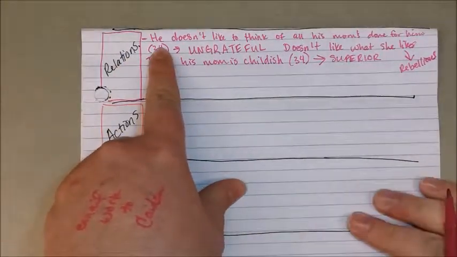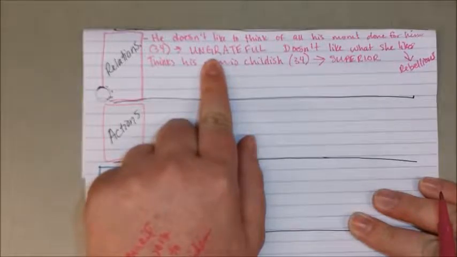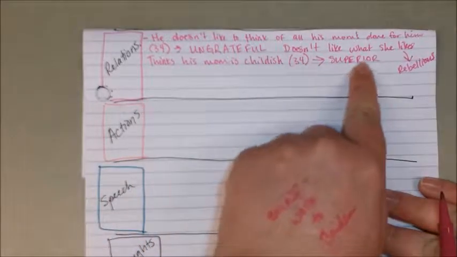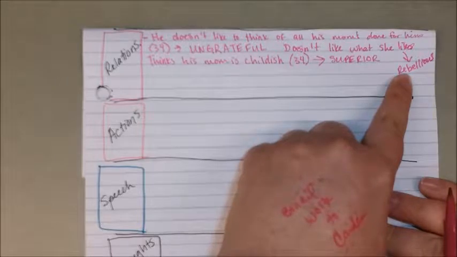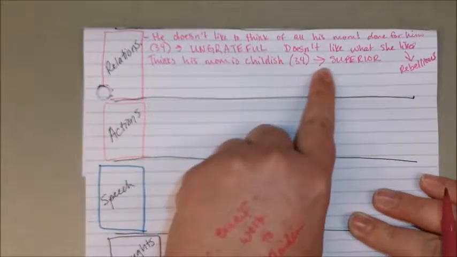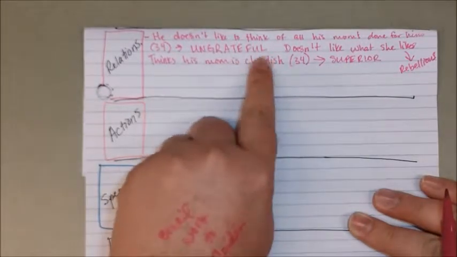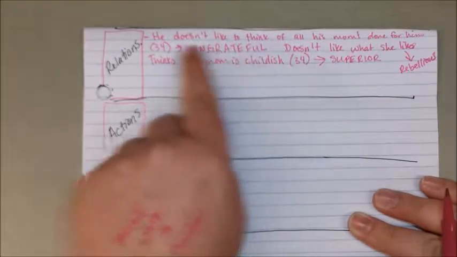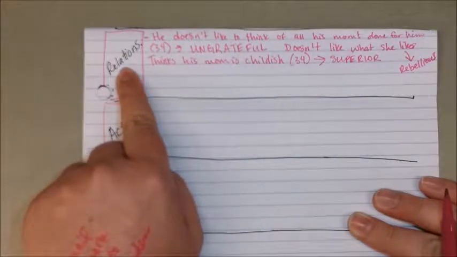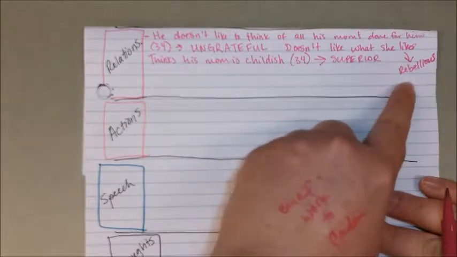So I've got my textual evidence. He doesn't like to think of all that his mom has done for him. This tells me he's ungrateful. He doesn't like what she likes. This tells me he's maybe a little rebellious. He thinks that his mother is childish, which tells me he thinks he's superior to her. So all of my evidence from the text shows his relationship with his mother. This evidence also shows me parts of his personality traits.